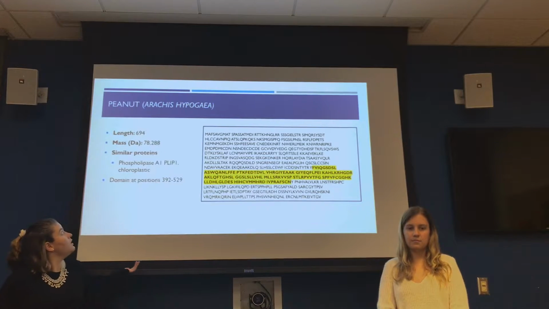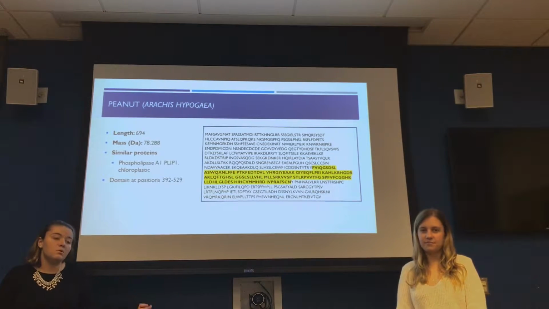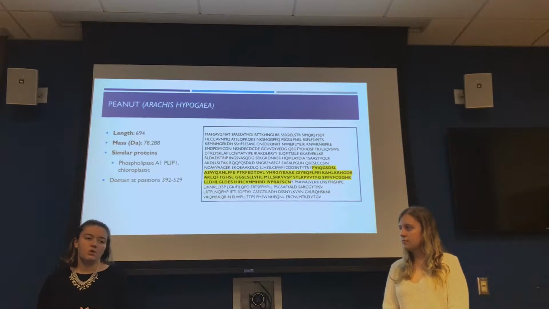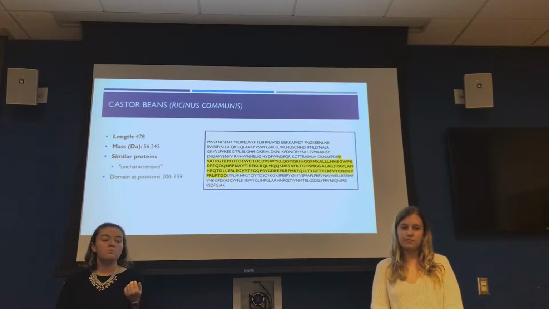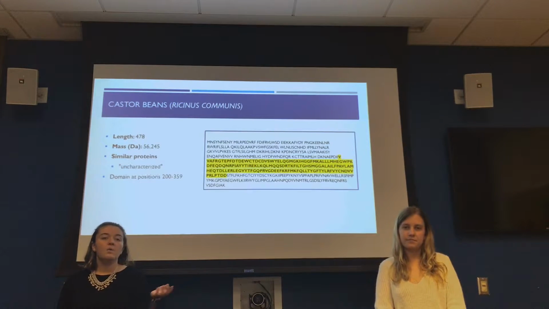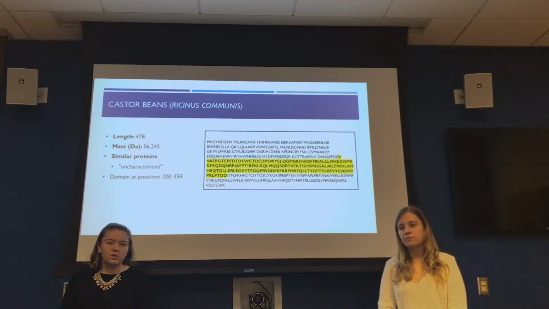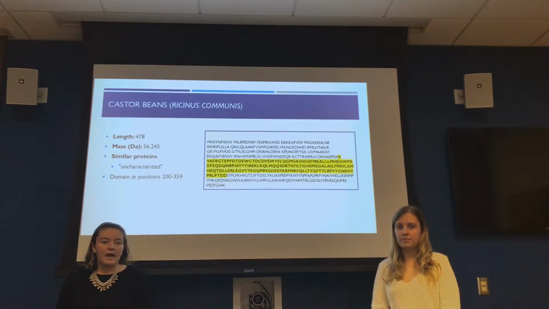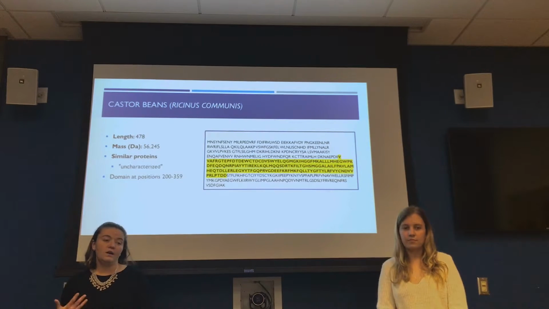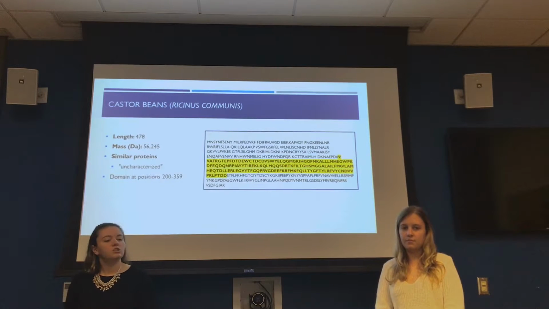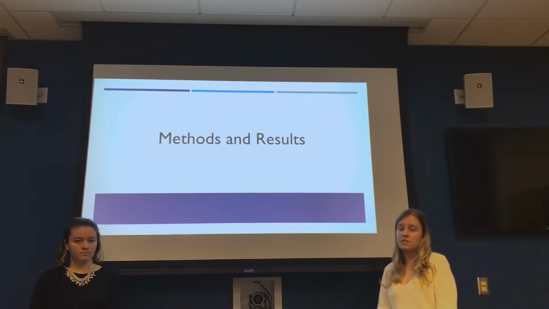We have length here, mass, protein, or similar proteins, as well as domains, and in the yellow highlighted you can see the domain. And that was peanuts, and this is castor beans. We have some of the same similar information, and again we chose to do this because both the peanut and the castor bean forms of the enzyme are very similar to the African oil bean enzyme in structure as well as function. Now for the methods and results.